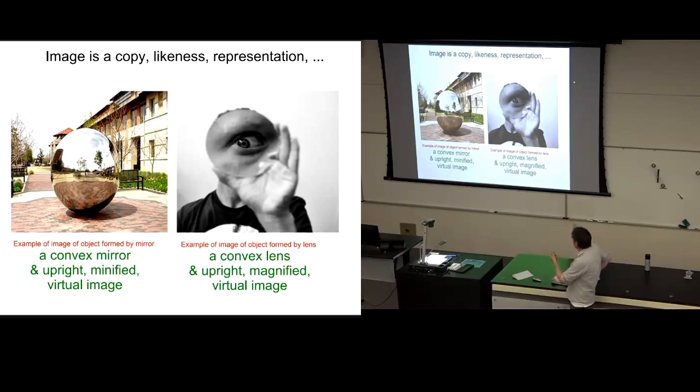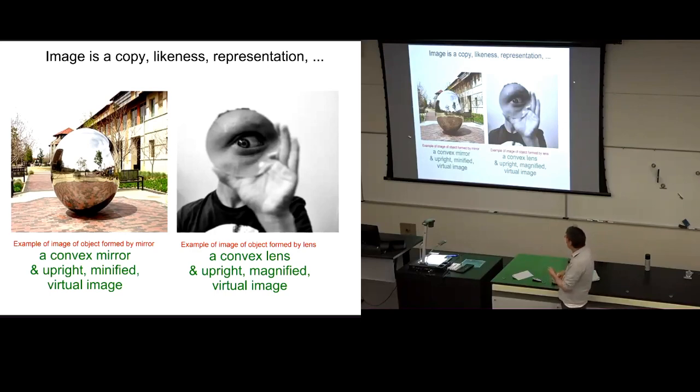On the left-hand side, let's look at the trees here. These trees are images of trees. These are not the real trees. These are the images of the trees. So this is a likeness, a representation, a copy of the real tree. And this is an image that's formed by a mirror. This is a mirrored surface here. This happens to be a convex mirror. I'll discuss that later.